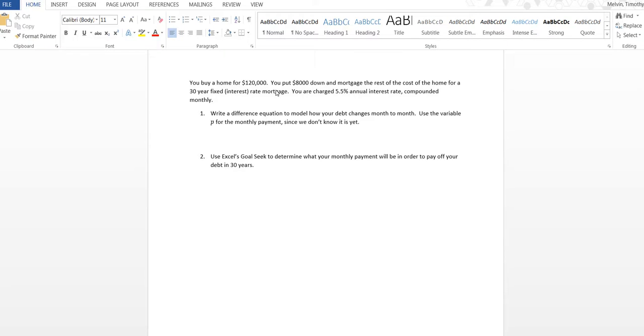Alright, welcome. We're going to learn how to use Excel's GoalSeek to determine a monthly mortgage payment. Let's assume this scenario: we want to buy a home for $120,000 and you have $8,000 that you're going to put down as a down payment.